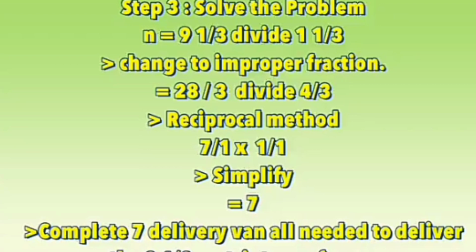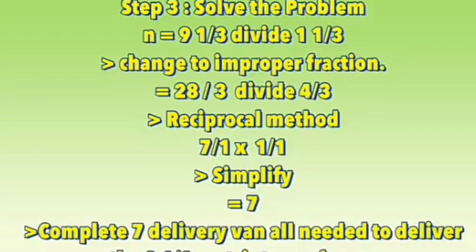And then we're going to change to improper fraction because the given is a mixed number. So it becomes now 3 times 9 equals 27 plus 1 equals 28 over 3 divided by 3 times 1 equals 3 plus 1 equals 4. So the mixed number now changed to 4/3. And then after that, we have to use the reciprocal method. So 28 over 3 times 3 over 4.